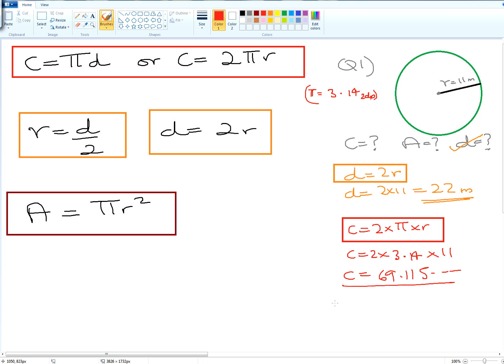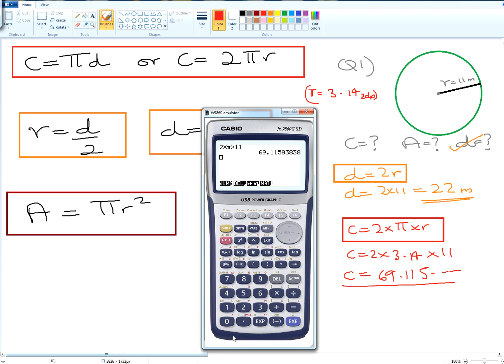Okay, because you used 3.14, and I've used 3.1. Use the actual value of pi. Just to show you a quick difference of using the pi button and also using 3.14. As one of the students has just pointed out, there is a difference. Of course, there's a difference.